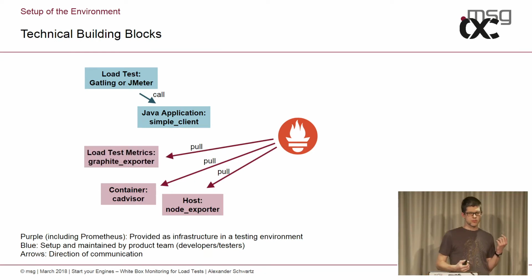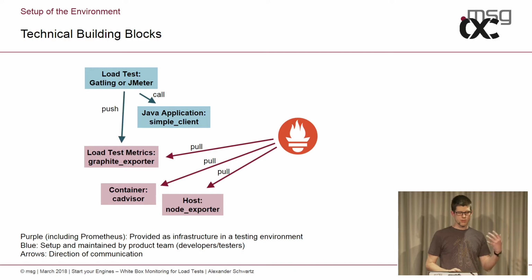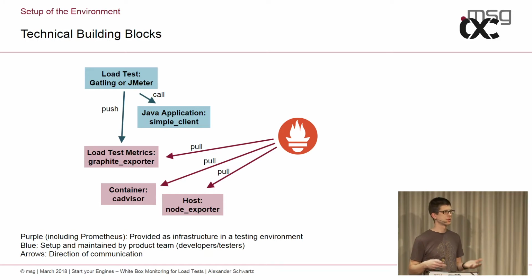Then you would install another exporter, the Graphite exporter. That's actually a gateway that can ingest Graphite metrics and then provide them for Prometheus to pull. And then you set up your load test, either Gatling or JMeter, to push the metrics to the Graphite exporter, and then Prometheus can pull the information from the Graphite exporter and put it in its own database.